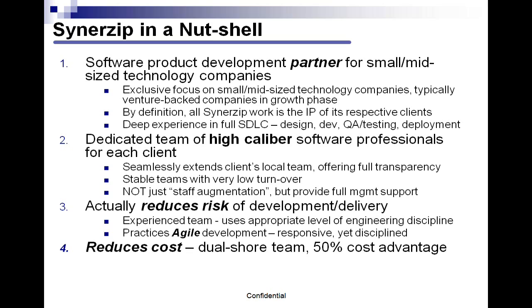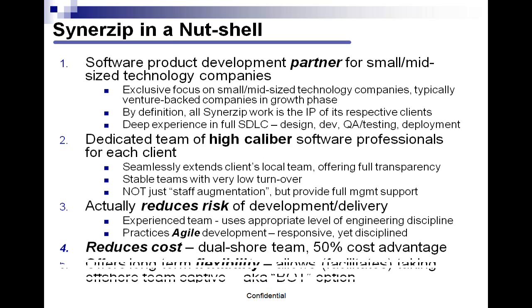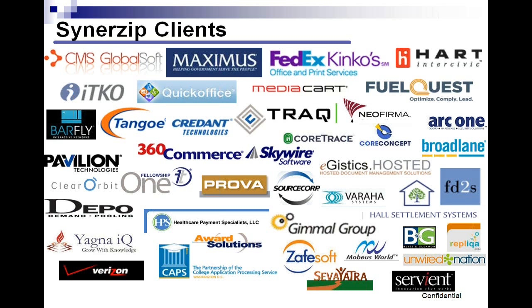Another thing we do for our clients to reduce the cost, we have a dual shore operation, a team in India and a team on the US side, and with a combination we are able to provide a significant cost advantage to our clients. And the fifth point for Synerzip in a nutshell is our ability to provide flexibility to our clients, which is the ability to take the team that is working for them at Synerzip and convert it into their captive team whenever they feel like it. So that's Synerzip in a nutshell. And the next page, as it refreshes on your screen, is a bunch of logos, just a glimpse of Synerzip clients that we have worked with. Not all our clients, but some of the clients that you may relate to. These are almost all small to mid-sized technology companies.